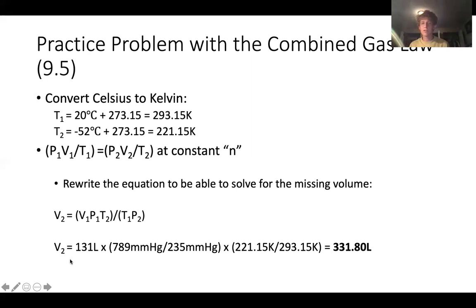And then we basically plug everything in. So volume 2, the final volume, is equal to 131 liters, our initial volume, times the initial pressure divided by the final pressure. So 789 millimeters of mercury divided by 235 millimeters of mercury, times the final temperature divided by the initial temperature, which is 221.15 Kelvin divided by 293.15 Kelvin. And then we plug that into our calculator and we get 331.8 liters. Hopefully that made sense.